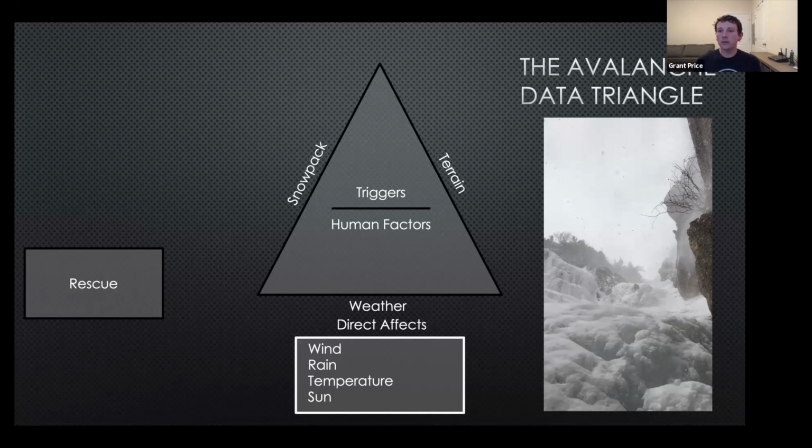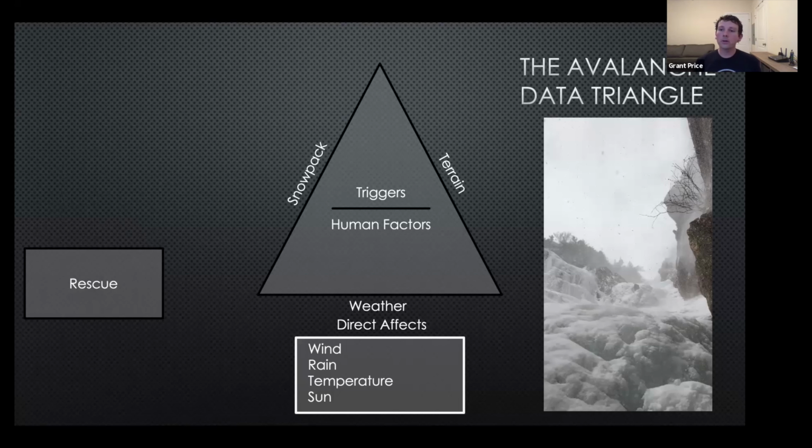Through that motion, it also changes the snow grains, right? It creates cornices, wind slabs, etc. Then there's rain. Rain adds a tremendous amount of weight to the snowpack rapidly, and then that free water also can break down bonds as it moves through the snow.